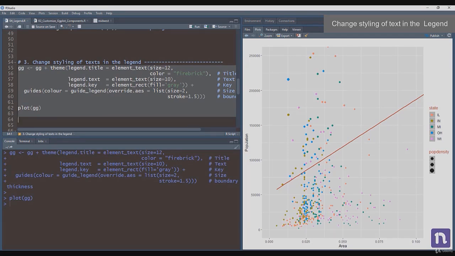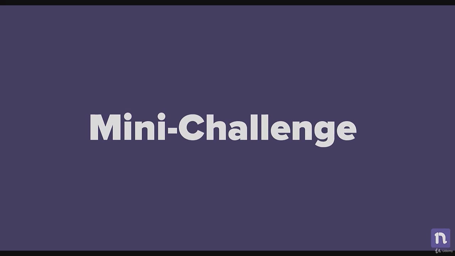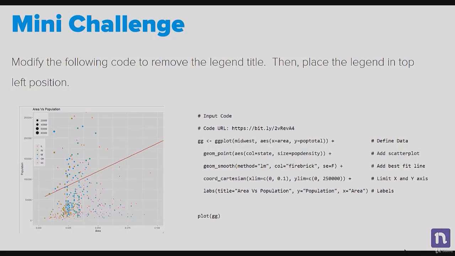Now let's do a mini challenge. Here's the challenge for this particular video. The challenge is modify this piece of code. This code is available in the URL shown in the code itself. Go to the URL, take that piece of code and paste it in your R console or RStudio editor. Then modify it so that the legend title is removed and the legend is placed in the top left position of the chart, like how it is shown on this figure. Try it out. I'll show you the answers now.